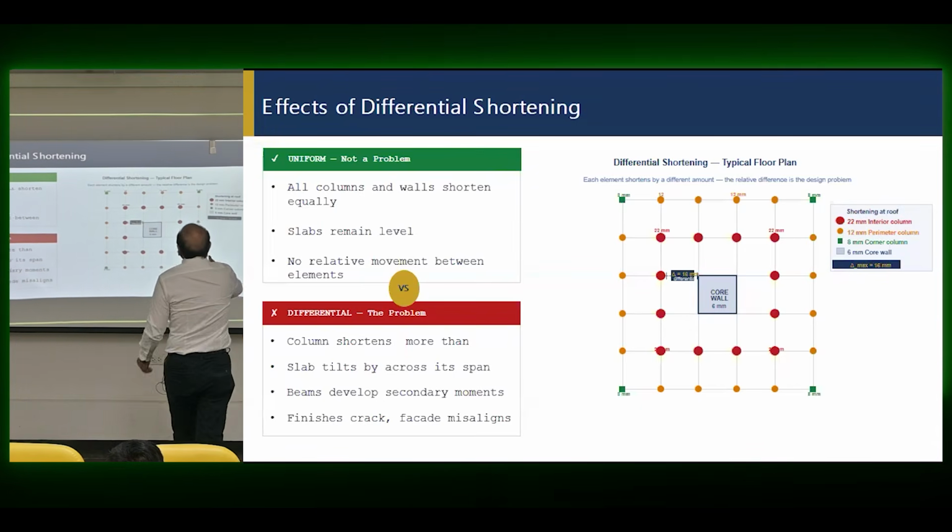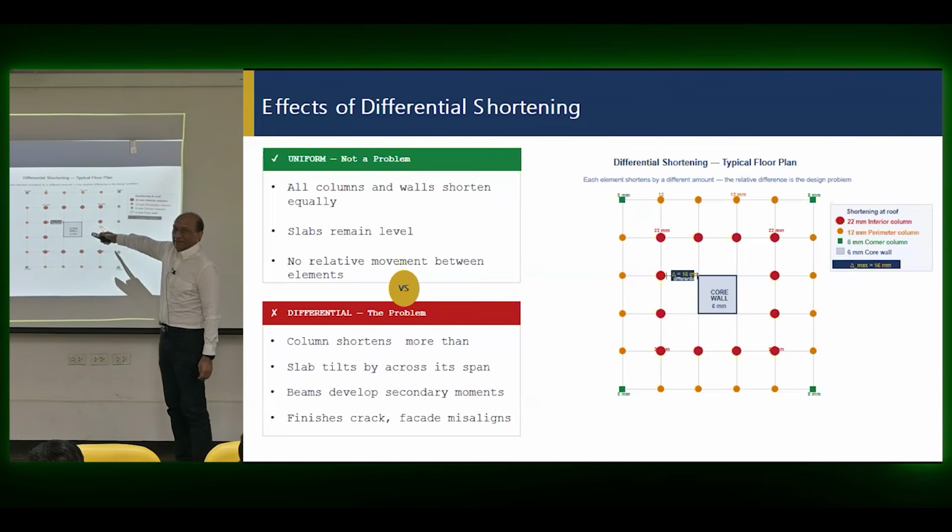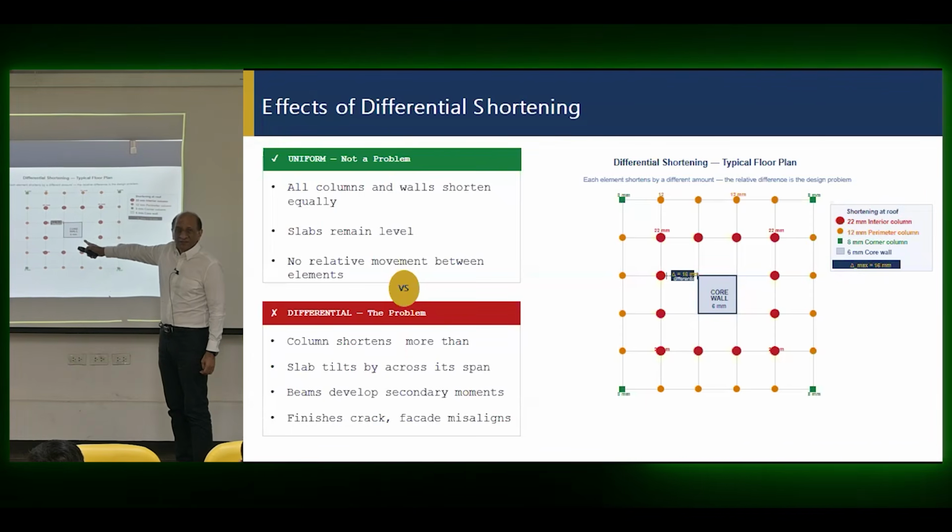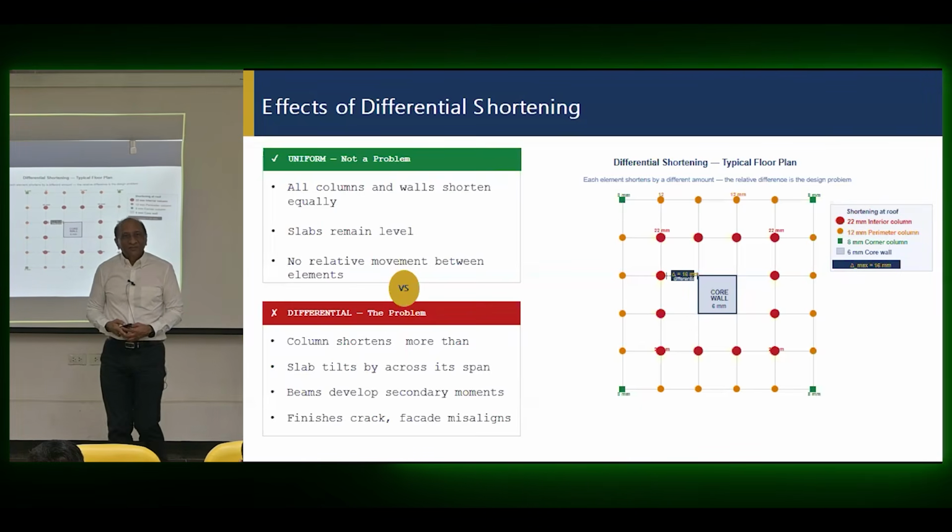Okay, so this kind of diagram, you need to make a diagram of this kind to give to the site for their error correction. What is the level correction they should make?